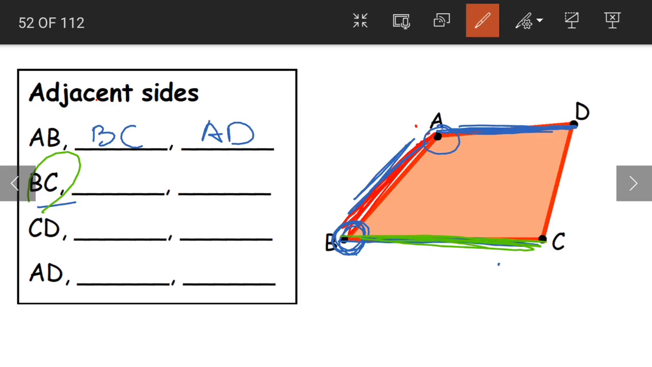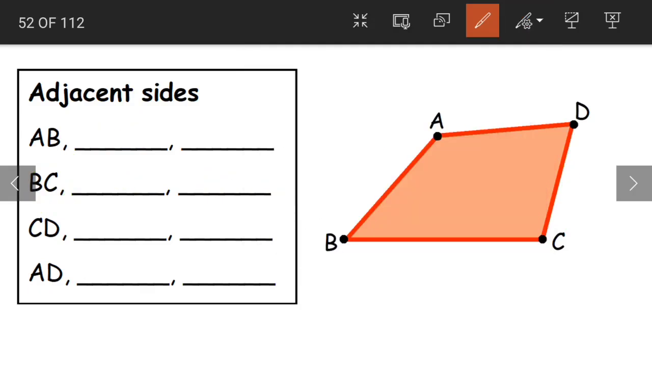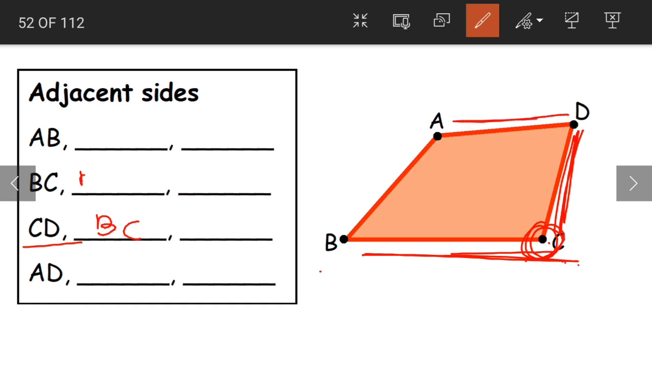Now coming to side BC, the second question. So for BC, what are the adjacent sides here? This one, DC, and then this one, AB. We have two adjacent sides, that are DC and AB. Now coming to CD. What are the adjacent sides? Both CD and BC share C as the common vertex. So BC, and then we have AD. AD and DC have D as the common vertex. So AD also becomes an adjacent side.